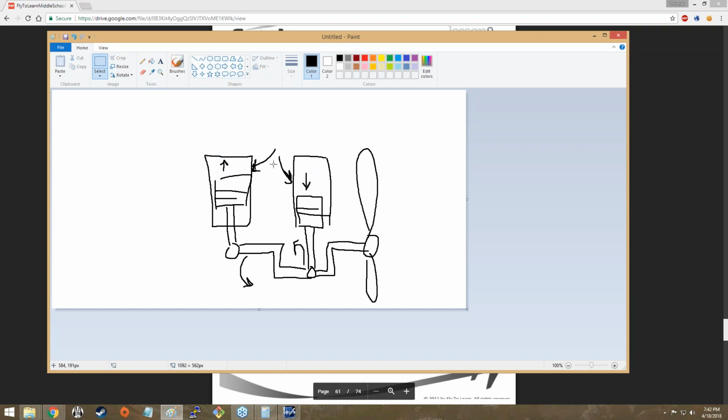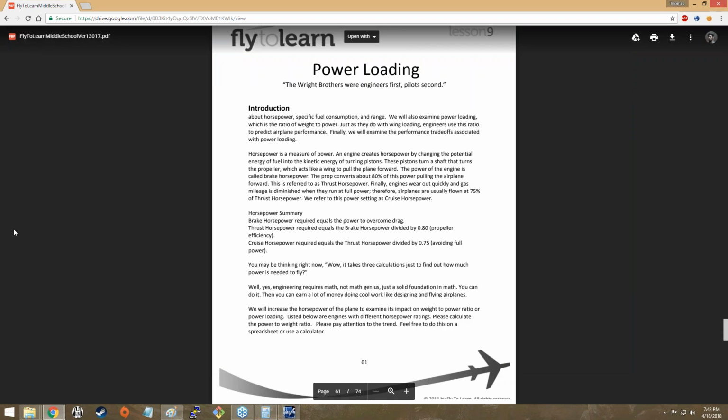And the whole thing with this is the shaft down here is continually spinning in the same direction. It's the pistons moving up and down that forces the shaft to continue to spin, which is causing the propeller to spin, which is causing the plane to move forwards. So that's how the potential energy of fuel is turned into kinetic energy of making the pistons run. These pistons turn a shaft that turns the propeller, which acts like a wing to pull the plane forward.